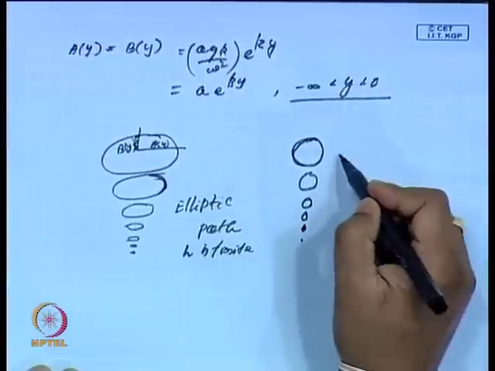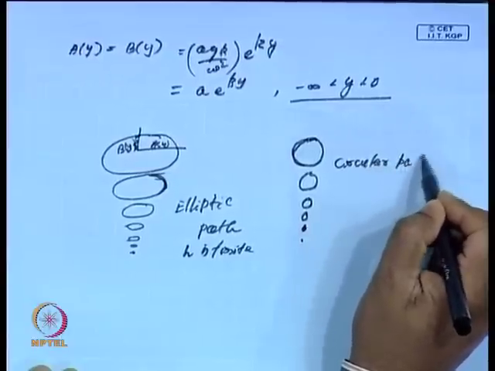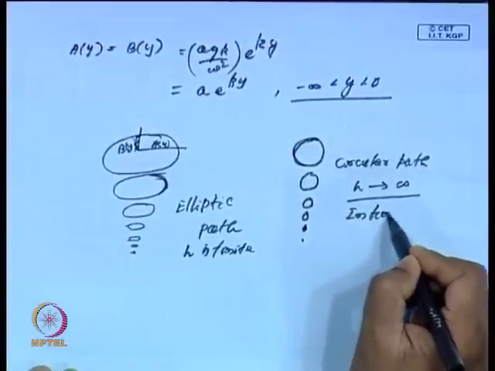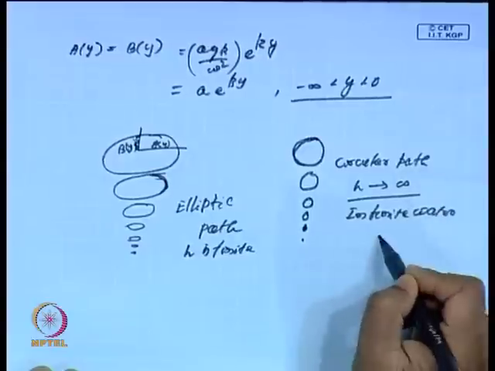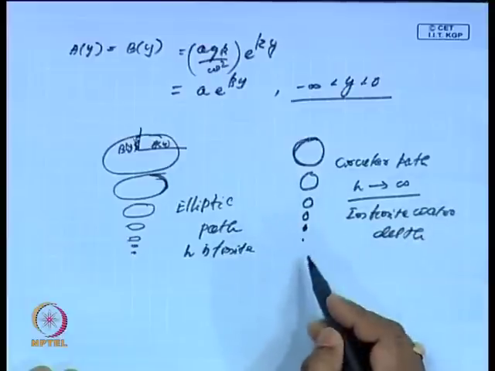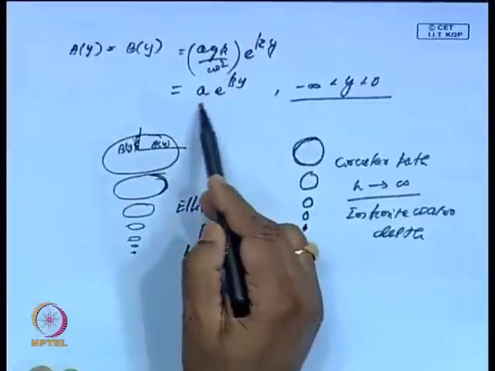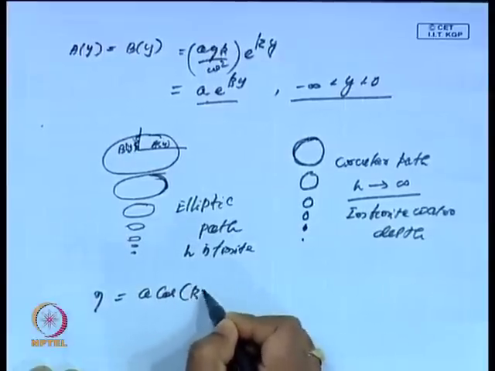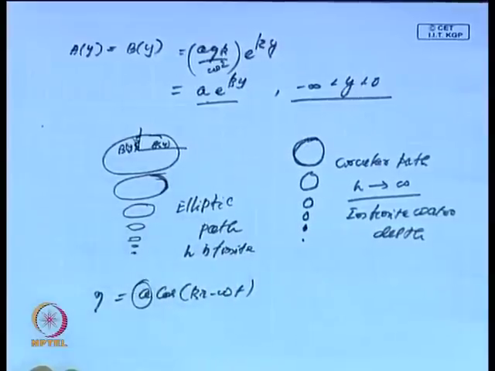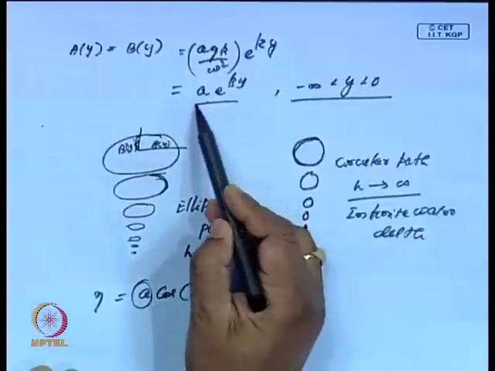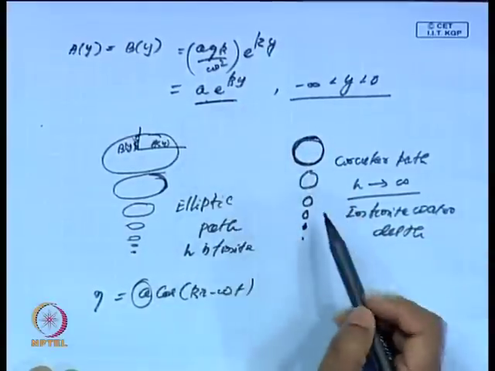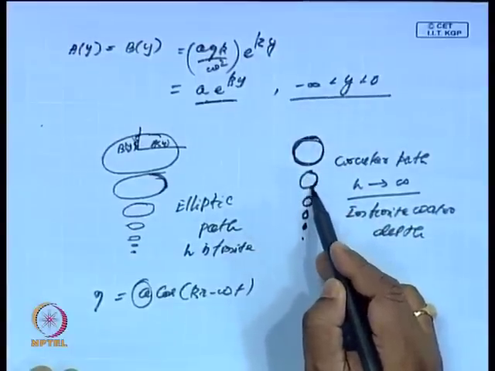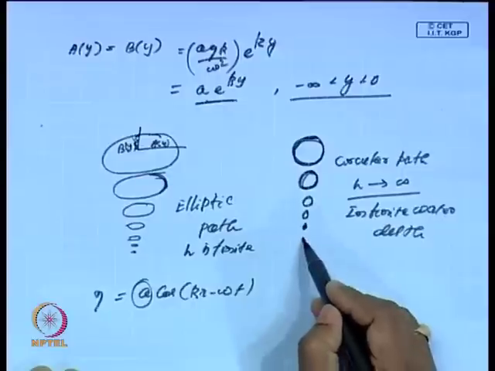So, here it becomes a circular path, and here h is tending to infinity; the depth is infinite water depth. And here the radius of the circle is always a, the amplitude of the wave, because we have started with the wave eta is equal to a cos(kx minus omega t). So this a is the amplitude of the wave, and this radius is decaying exponentially, because y is in the negative direction, y is always negative.